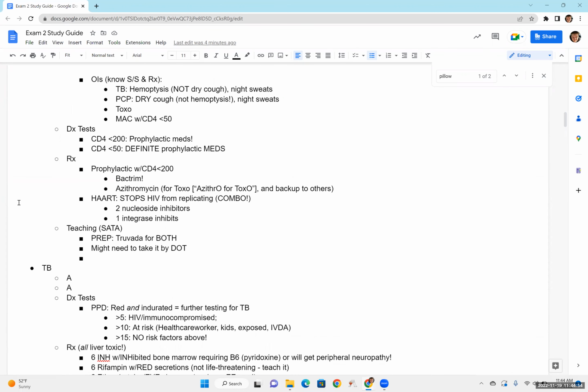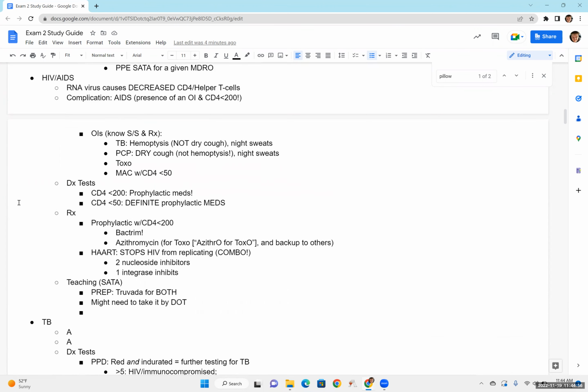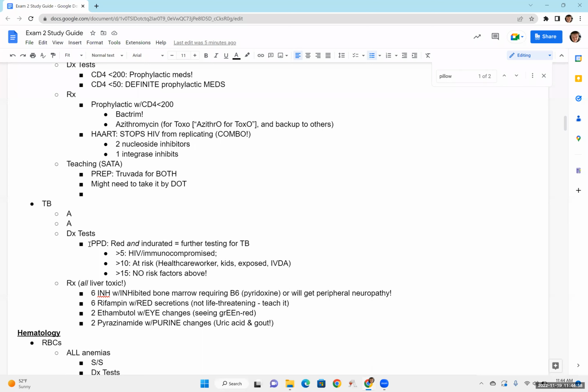We talk about TB and HIV a little bit. Talk about PPD, some pictures of some indurated erythematous bumps and some measurements, and which one is concerning, right? So a nurse should not have a PPD greater than what? Greater than 10, right? So at-risk people, not immunocompromised. Immunocompromised is greater than 5, right?